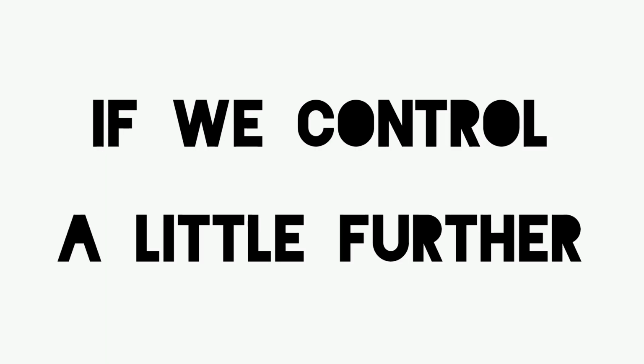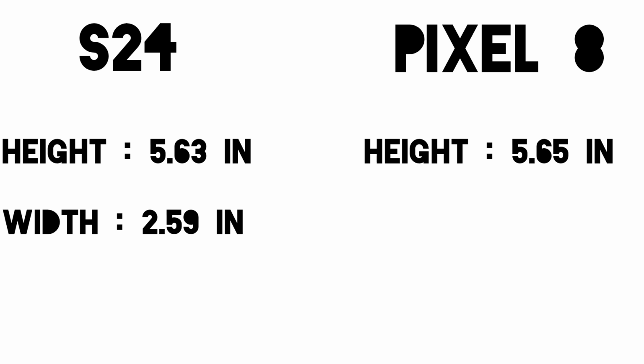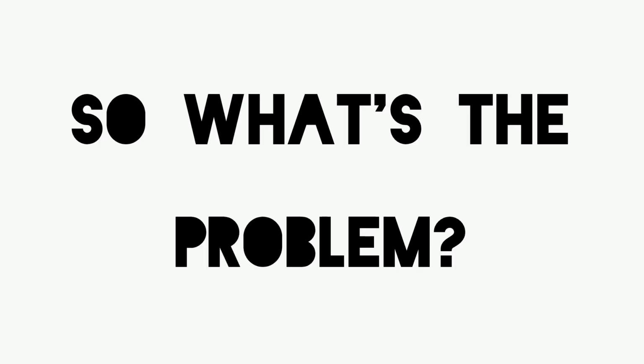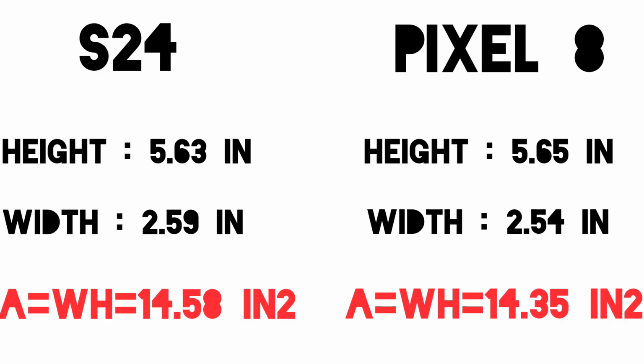And if we look a little further, the S24 screen has a height of 5.63 inches and a width of 2.59 inches. The Pixel, on the other hand, has a height of 5.65 inches and a width of 2.54 inches. So what's the problem? Well, it's this. The total screen area of the S24, which is the width times the height, is significantly bigger than the Pixel's, despite having the same screen size.